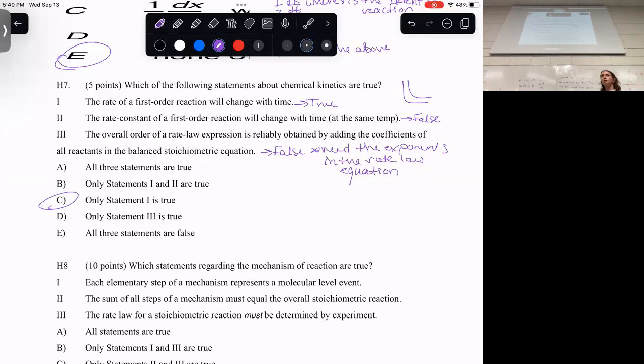But for right now, what you need to know is that the only way that you can get the overall order of the reaction is from adding the exponents of your rate law equation, or by solving it experimentally, and then again, adding the exponents. Any questions on that? Yes.